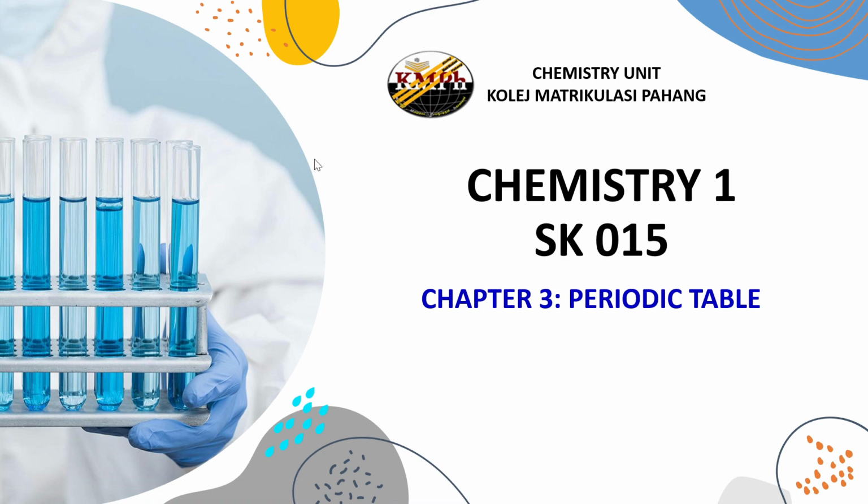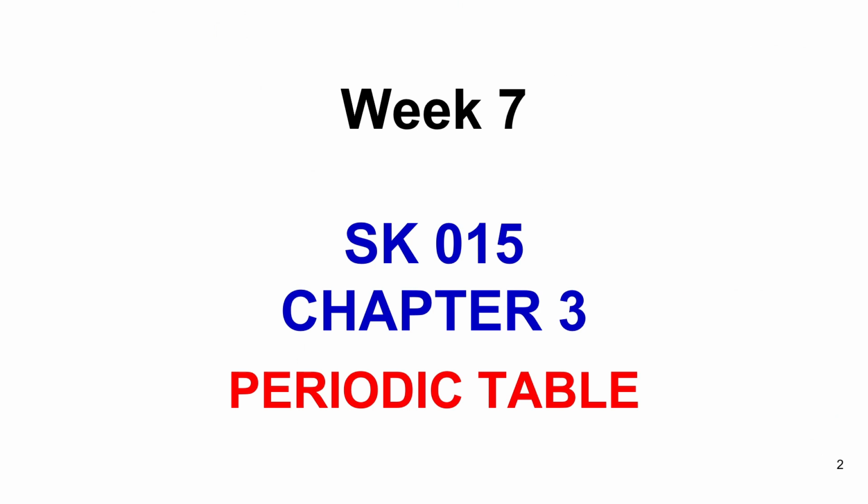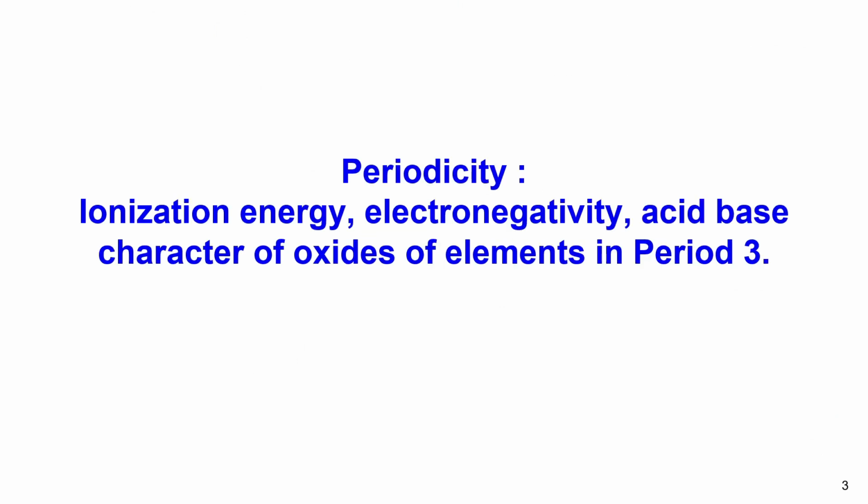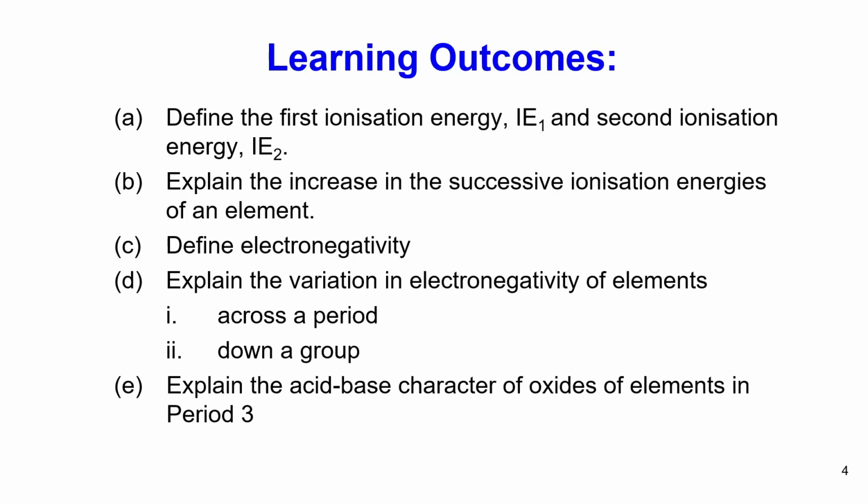Alright, so in this video we are going to discuss the last part of the chapter on the periodic table, which is periodicity, ionization energy, electronegativity, and the acid-base character of oxides of elements in period 3. We will define the first ionization energy IE1 and second ionization energy IE2. We will also explain the increase in the successive ionization energies of an element.